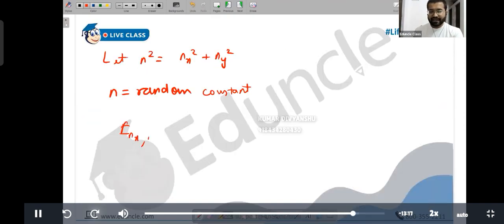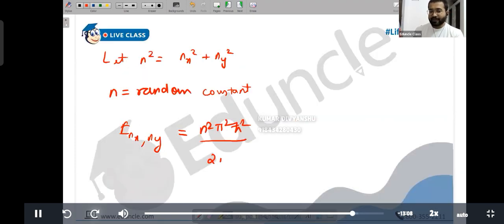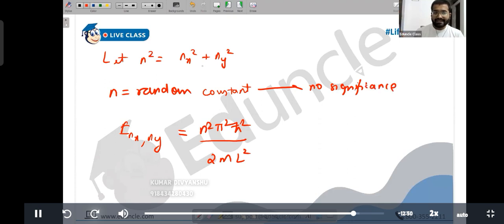Because what will happen to the energy if you write it that way? Nx squared plus ny squared becomes n squared. Now your formula remains the same: n squared pi squared h-bar squared upon 2mL squared. But this n is not your ground state, first excited state. It's a random constant with no significance. You can write alpha also if you want, let's say this is alpha squared. Why are we writing n? So that memorizing becomes easy.